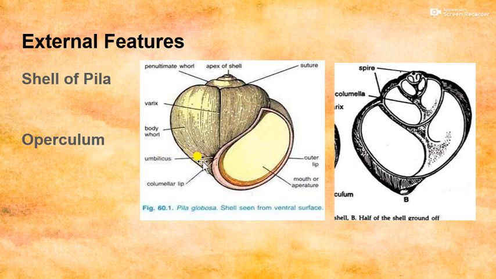Umbilicus. Shells with an umbilicus are called umbilicate or perforate. The lines of growth of the shell are visible. Some of them appear as ridges known as varices. The shell of Pila globosa varies in color from yellowish to brown, even blackish also. This is about the shell of Pila.